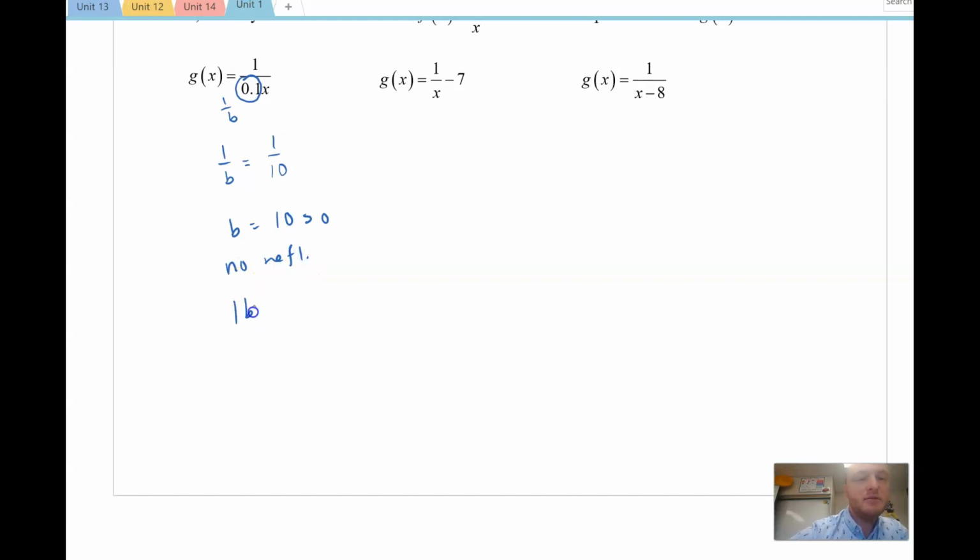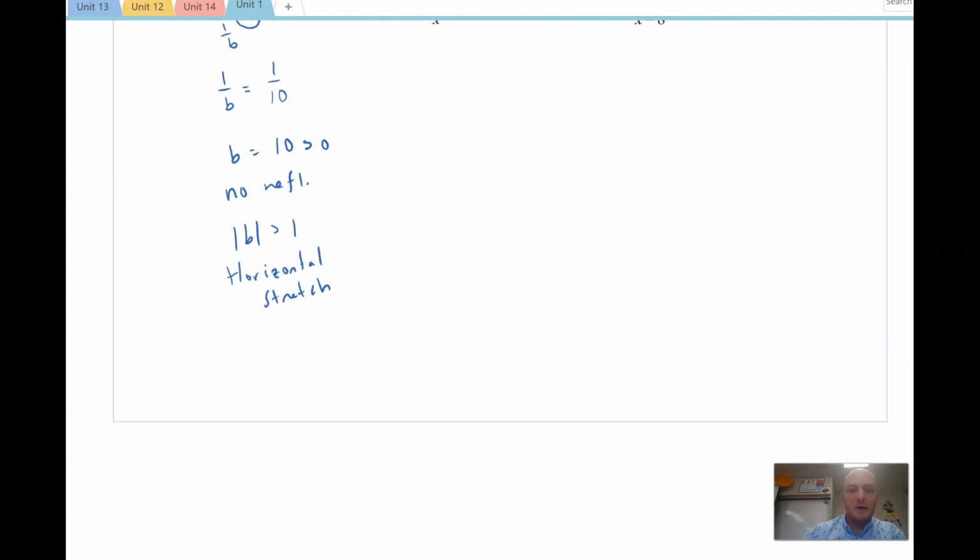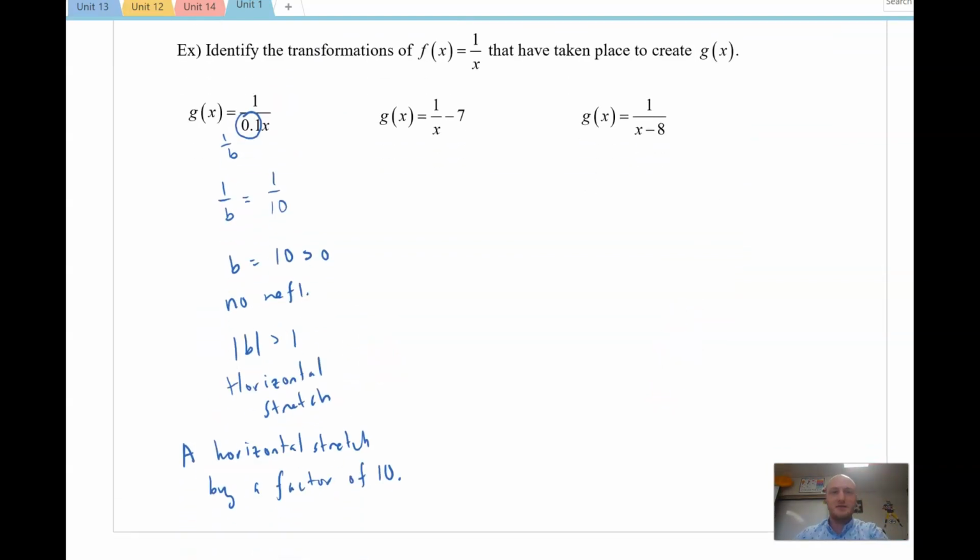Okay, and thus the absolute value of b is greater than 1, right? So this means horizontal stretch. All right, so what is our conclusion? We can say a horizontal stretch by a factor of 10. How much are we stretching? By 10.